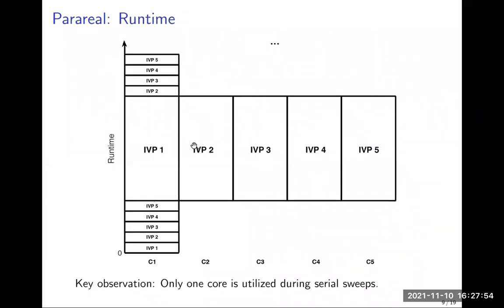One observation that's very important here is that during the serial sweep, you notice that only 1 core is utilized. So that seems to be a bit wasteful to us. And when we were developing our own methods, we tried to utilize these idle cores as well.